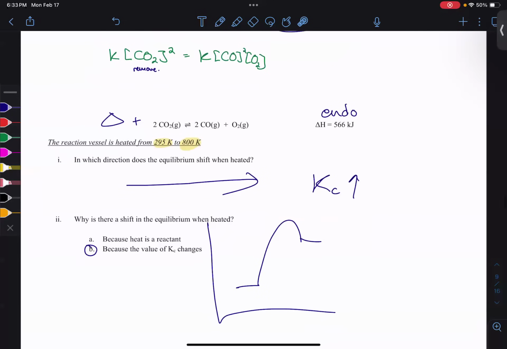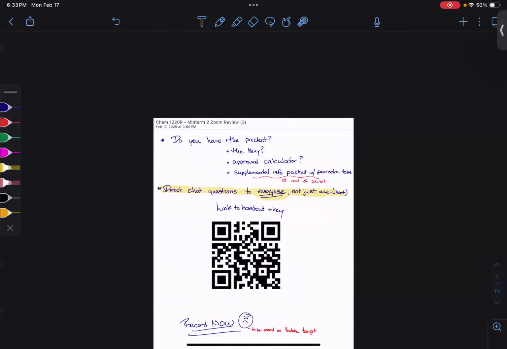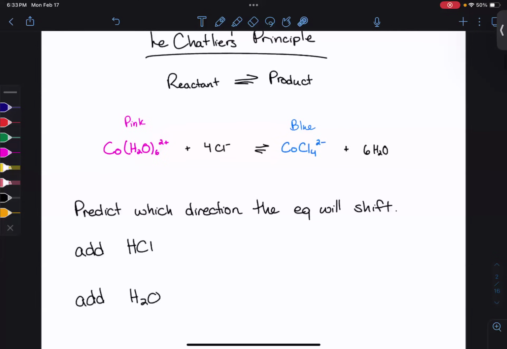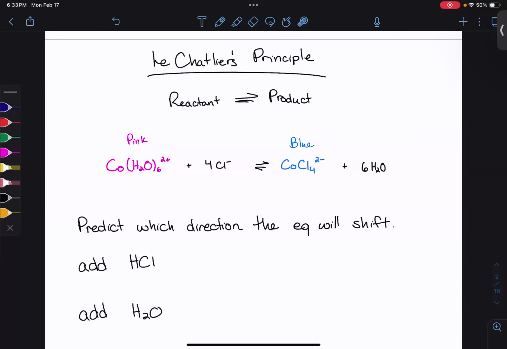Okay, so let's do a demo real quick. Sorry, people on Zoom, you can't see. So Le Chatelier's principle. We will do exactly this, predict which way a reaction will shift. So I have a reaction here, a cobalt compound. It's really nice because this compound is colored, so you can clearly see what's dominating at those conditions, either reactant or product.